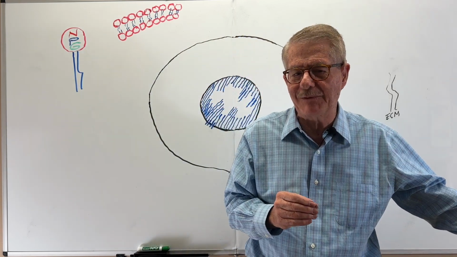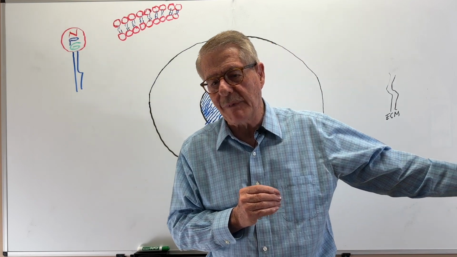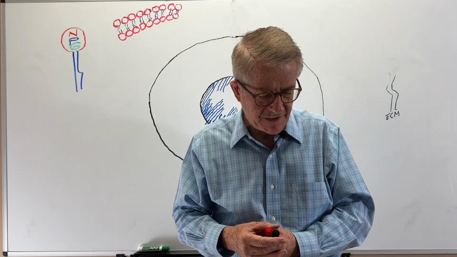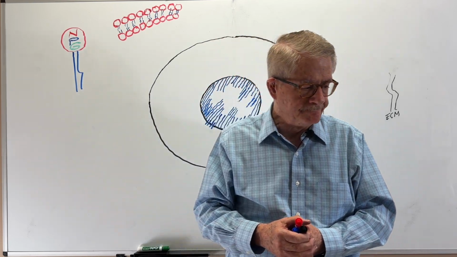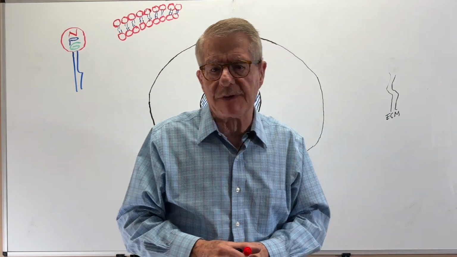The sperm head is one of the smallest, if not the smallest cells. It's about 7 microns compared to 100 microns of the ovocyte.